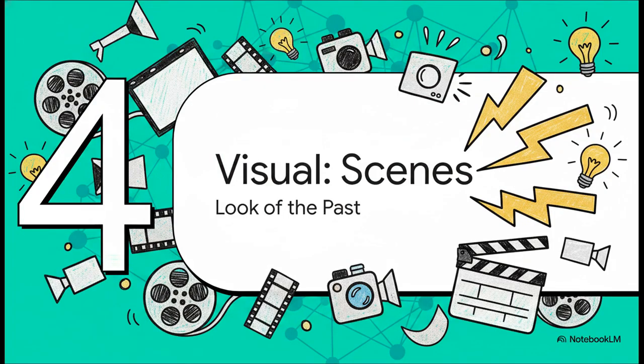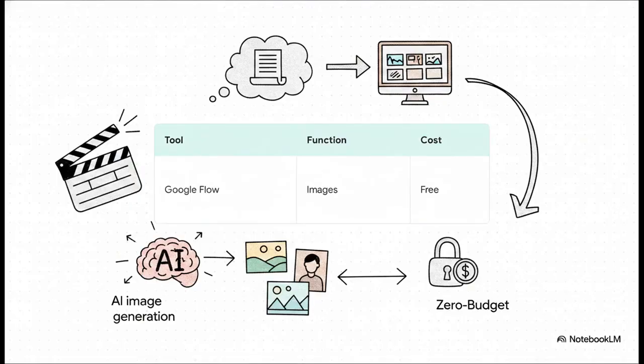Section 4. Visual tools, scene generation, crafting the look of the past. All right, let's talk visuals, because powerful imagery is the absolute secret to retaining viewers. For visual scene generation, our tool of choice here is Google Flow. It gives you unlimited AI image generation for free. And honestly, the best part? That custom GPT we used earlier, it literally breaks down your script and feeds you the exact detailed scene-by-scene prompts to just copy and paste right into Google Flow.